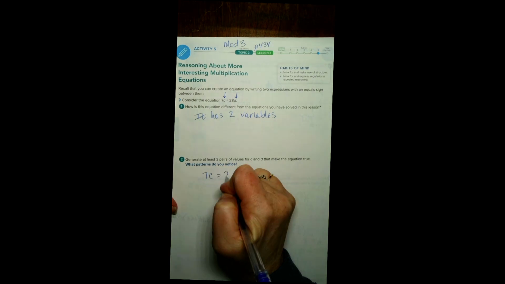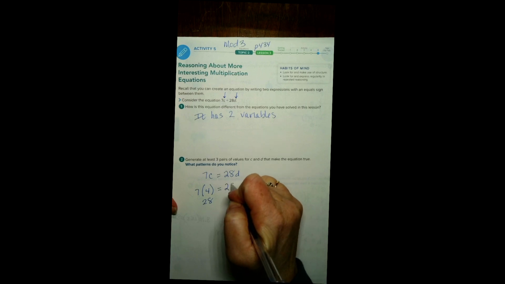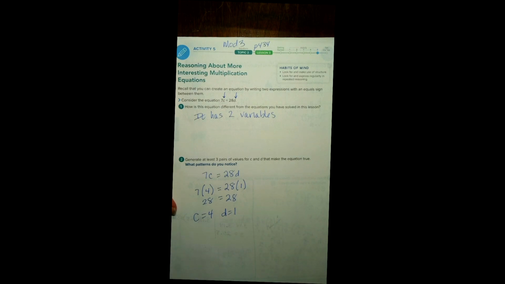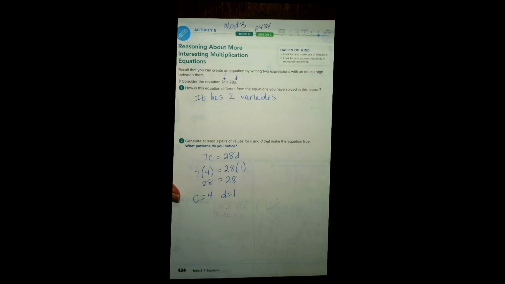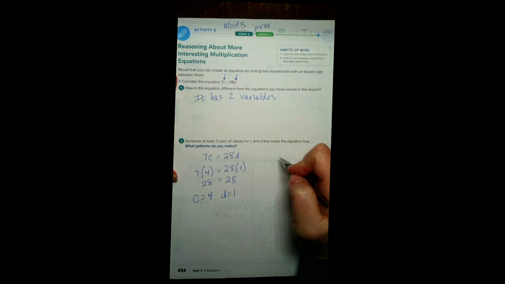So 7C equals 28D. Well, I know that 7 times 4 equals 28. So I guess I would have to multiply 28 times 1 to get 28. So for this, I would say C equals 4 and D equals 1. Okay, so what else could I say?